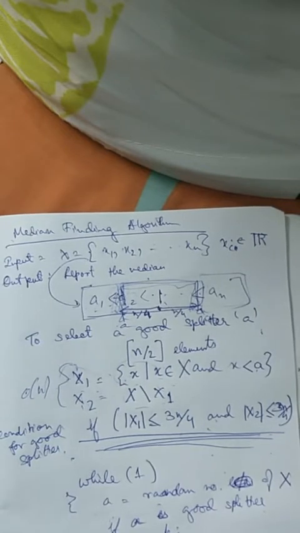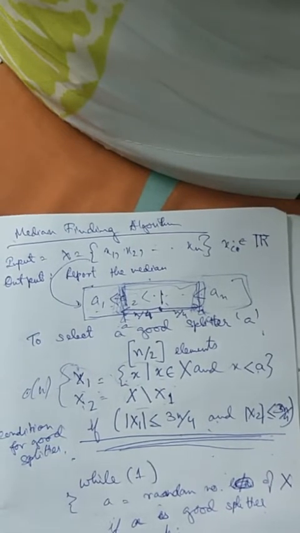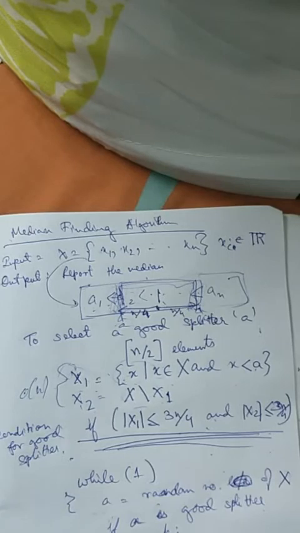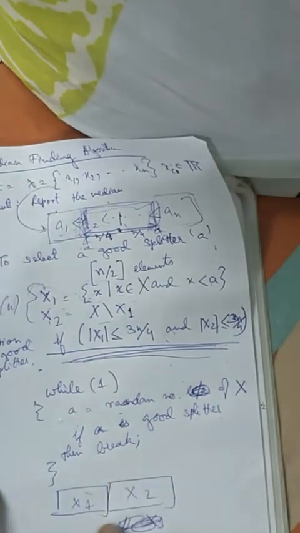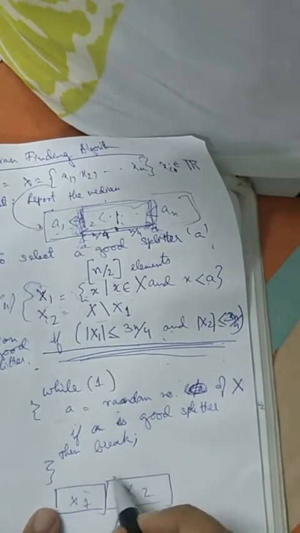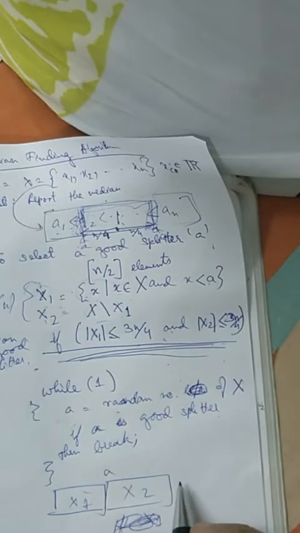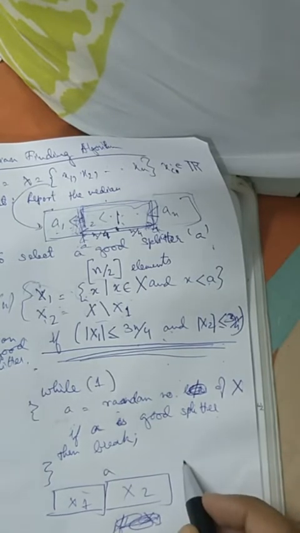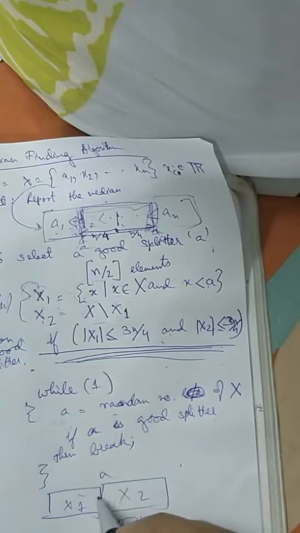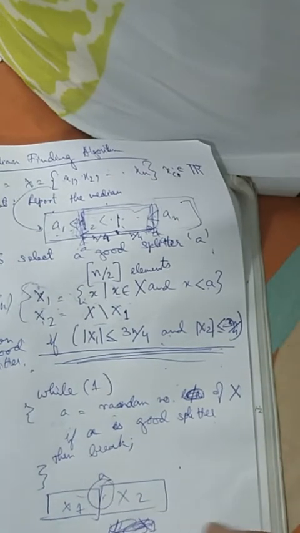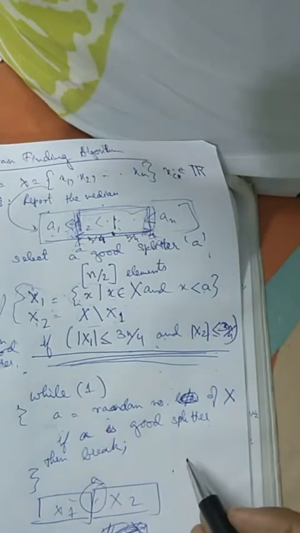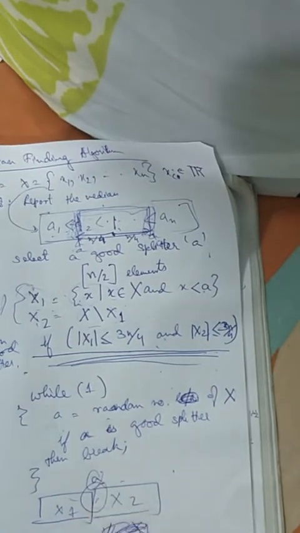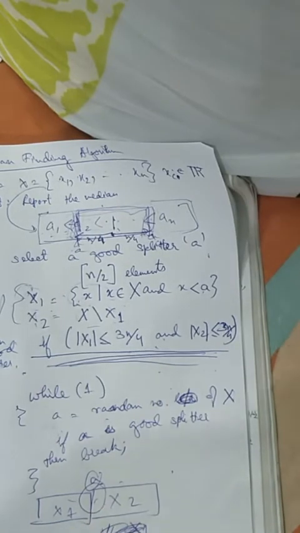Sorry, you can't see here. After we got a good splitter, we divided the x array into two, and then check if both halves are equal. If both halves are equal, we have a as the median.